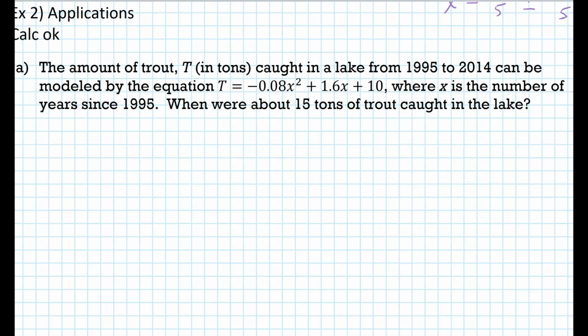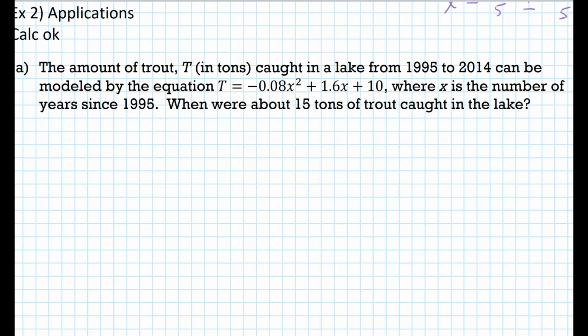All right, the amount of trout, T in tons, caught in a lake from 1995 to 2014 can be modeled by the equation T equals negative 0.08 x squared plus 1.6 x plus 10, where x is the number of years since 1995. When were there about 15 tons of trout caught in the lake?